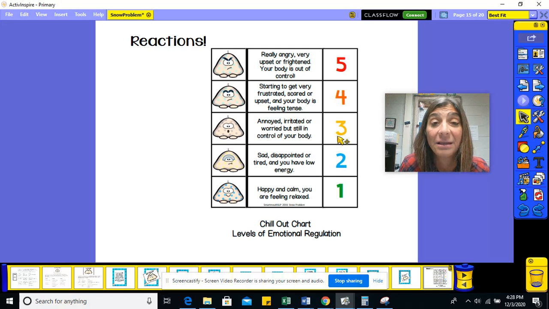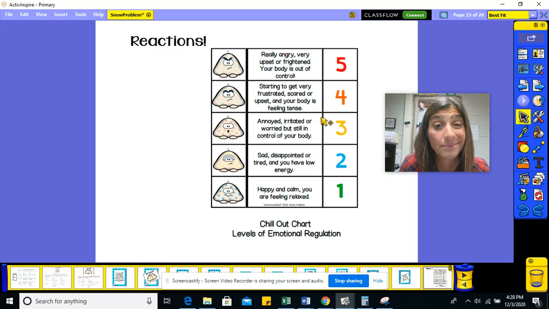Ooh, 3. We're getting into medium problems here. I forgot my lunch, or I don't know how to skate. Annoyed, irritated, or worried, but still in control of your body. Yep, makes sense. 3 and 4, medium problems again. Starting to get frustrated, scared, or upset. Your body's starting to feel tense.